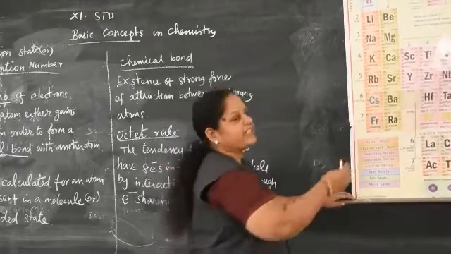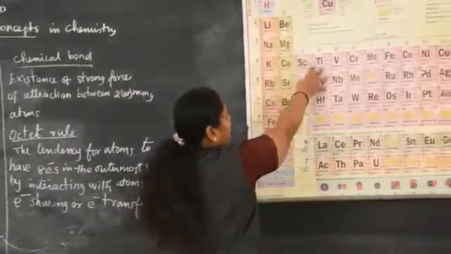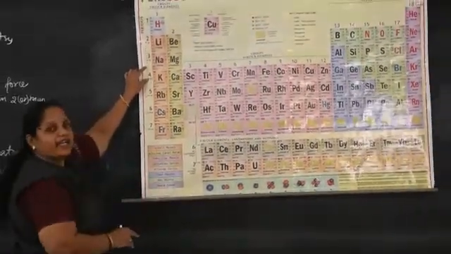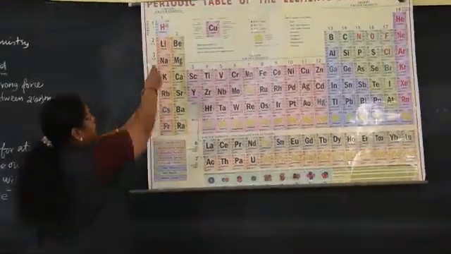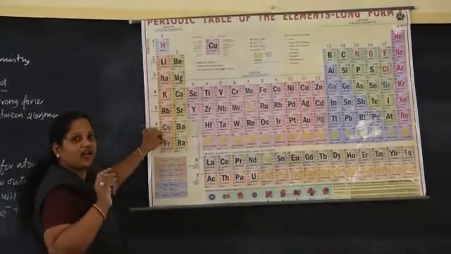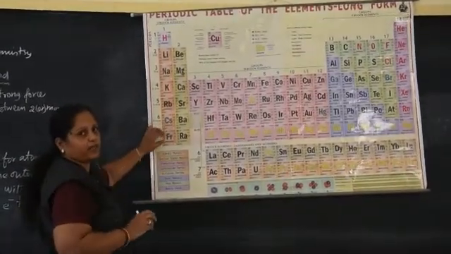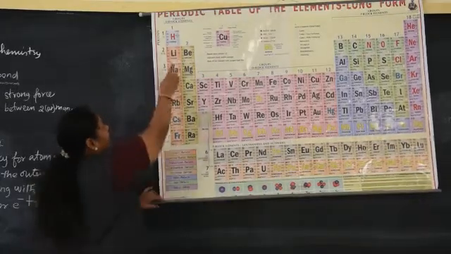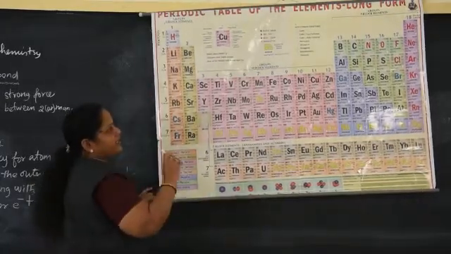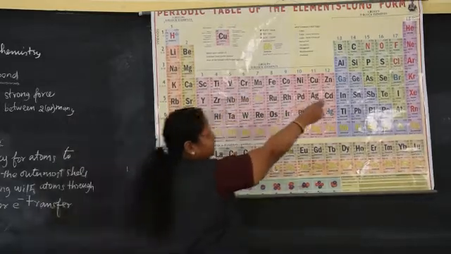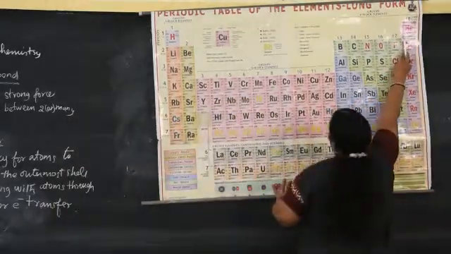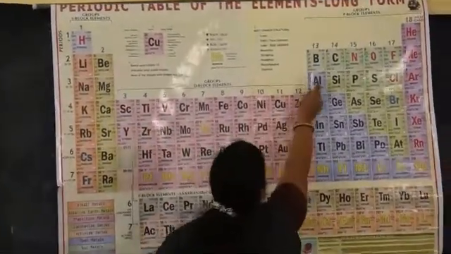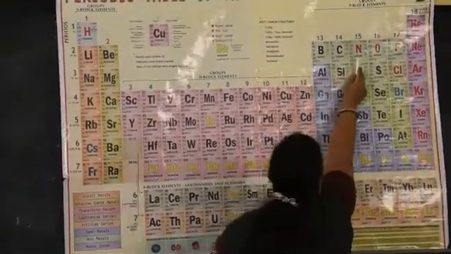We know this is the modern periodic table. It is based on the modern periodic law. The elements are arranged in the increasing order of their atomic number. So in this periodic table, the first element is hydrogen. Then what about the second element? Helium. Third element, lithium. Fourth element, beryllium. Like that, boron, carbon, nitrogen.